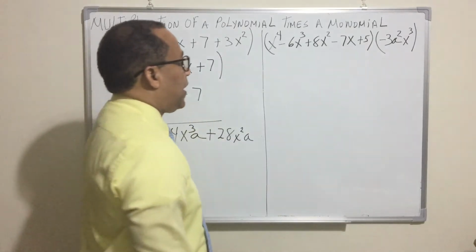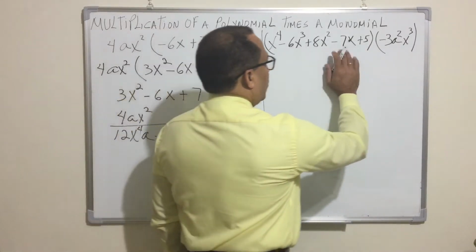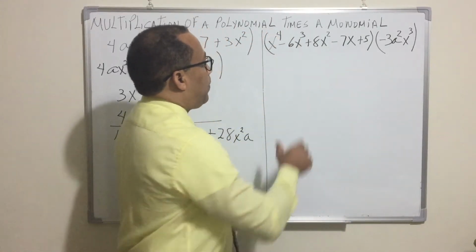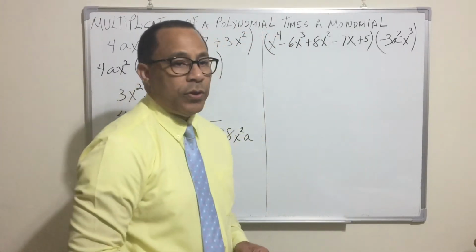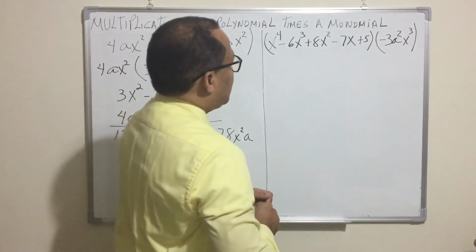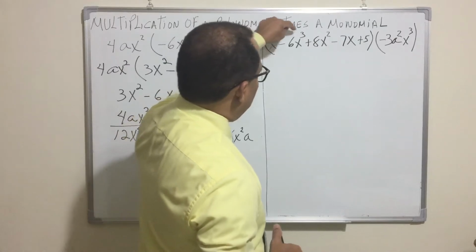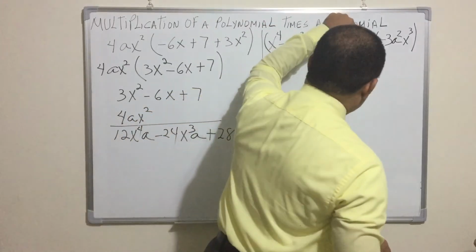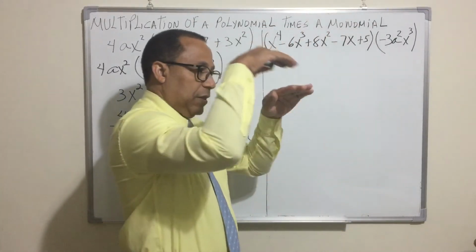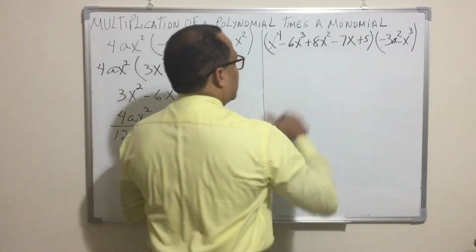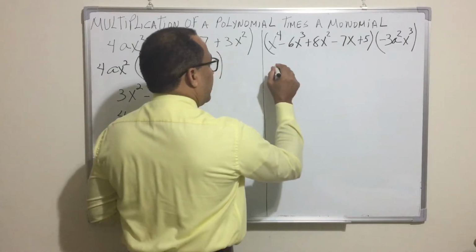Our second exercise also multiplies a polynomial times a monomial. First, we check if the polynomial is in order. Let's take a look at the exponents for the x. This is x to the fourth. That's 4, 3, 2, 1. So it is in order. It's in descending order. So I'll just bring down the whole polynomial.